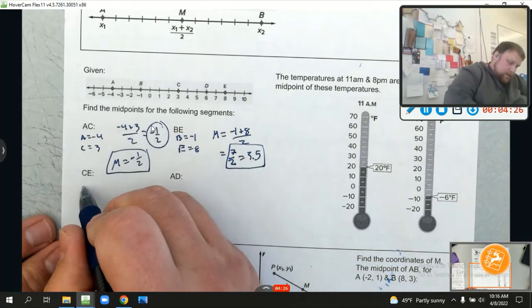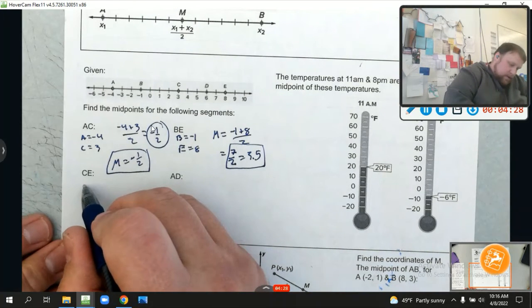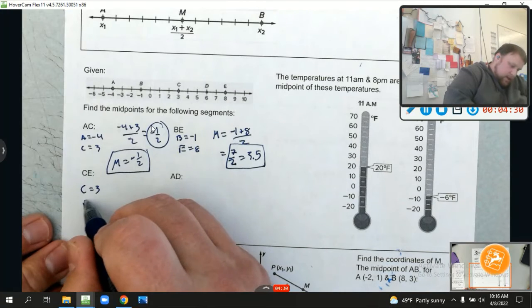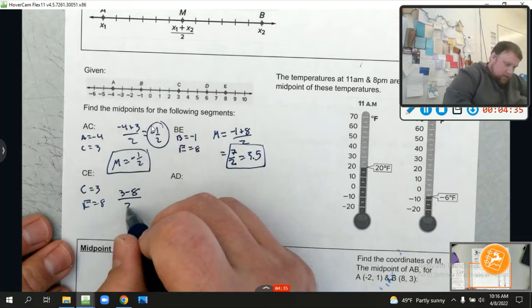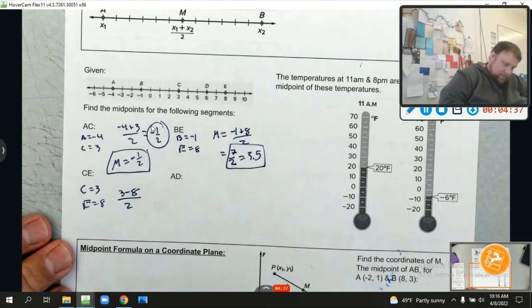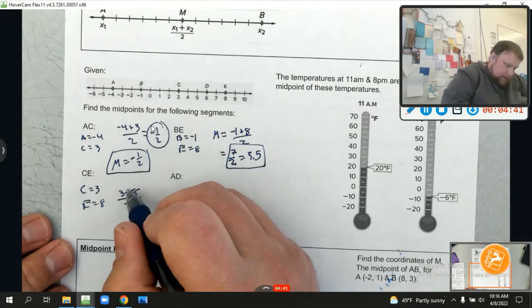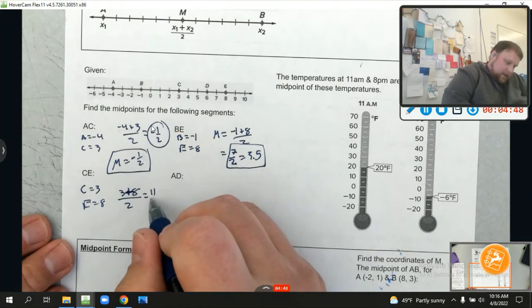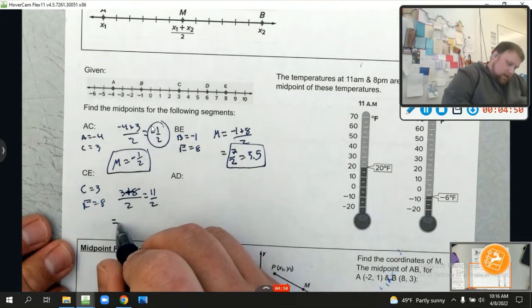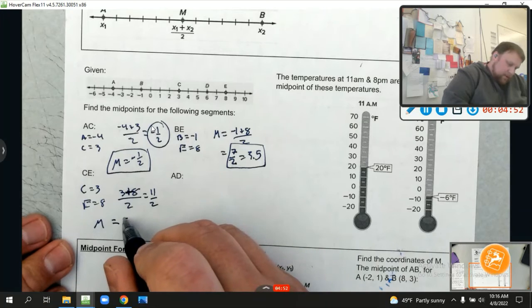I know that C equals 3, E equals 8, 3 plus 8 over 2. I meant plus 8, not minus 8. What am I thinking? Sometimes, right? Which is 11/2, or we know that our midpoint equals 5.5. Either one.